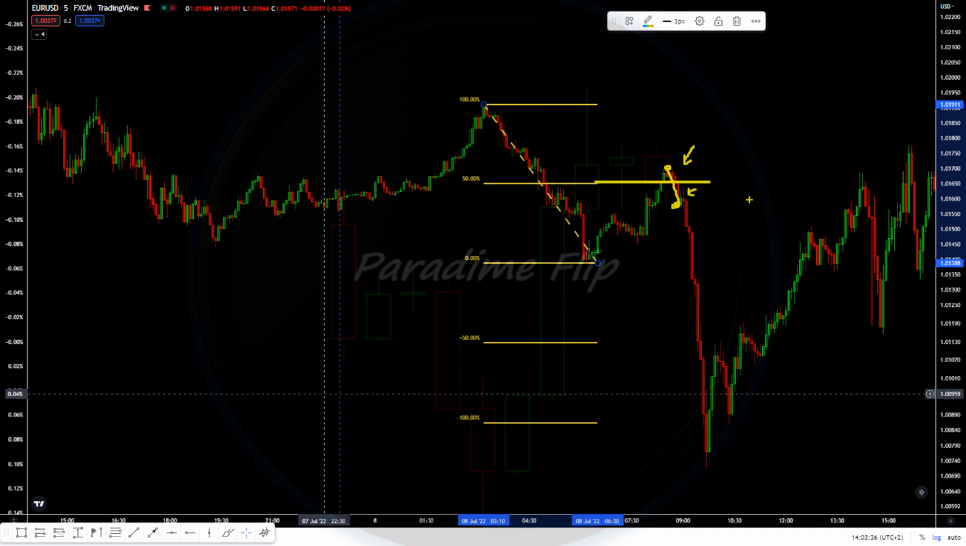Right after we get this larger rejection, what you want is to go on a lower time frame and look for that impulsive move down and that correction, and trade the continuation lower within that area. That's where you'd basically be wanting to find the most ideal entries.